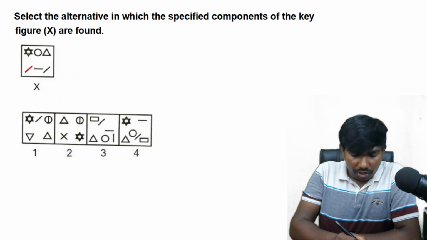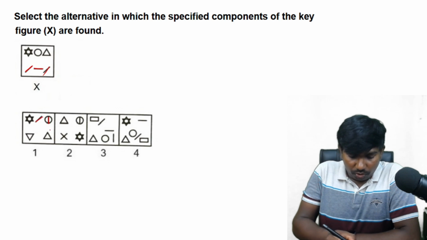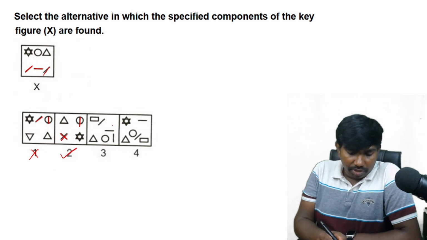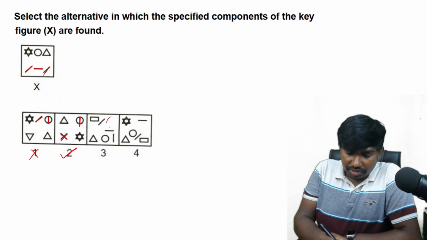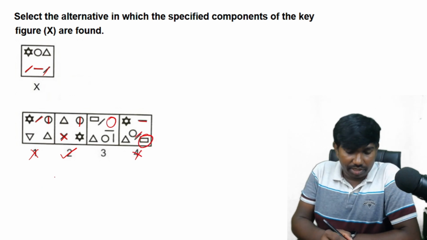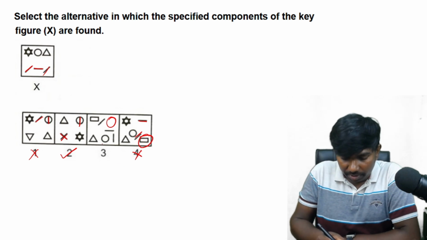Next one. 1, 2, 3 lines and 1 triangle and circle. Here 1, 2, only 2 lines are there. Cancelled. 1, 2, 3 lines are there, and there is a circle, triangle, and this must be our answer, but let us verify the remaining also. Here this shape is missing, and there is 1 line missing, and there is 1 new shape there. Okay, a rectangle. It cannot be, and here also it cannot be, because this figure is missing.